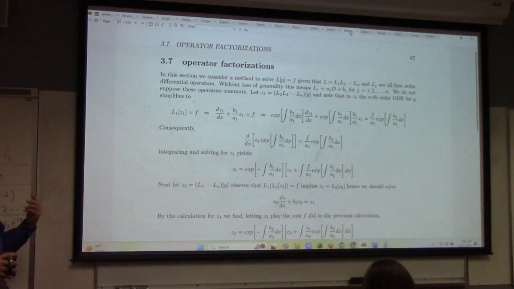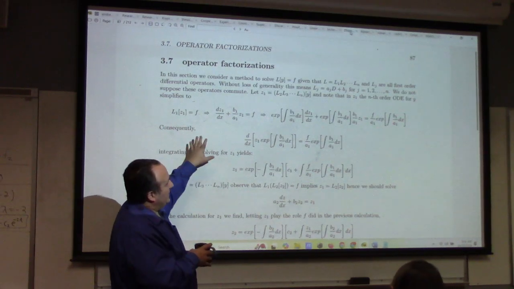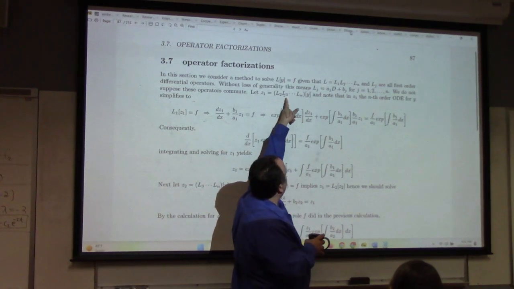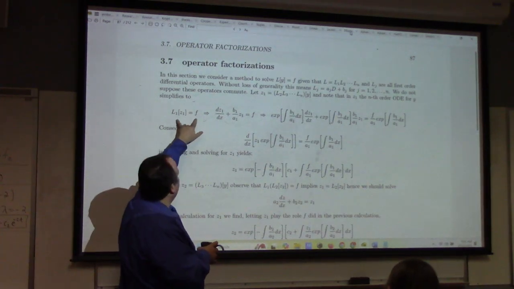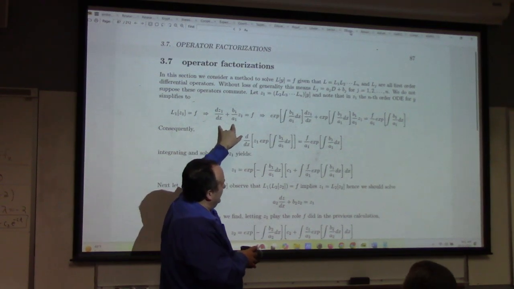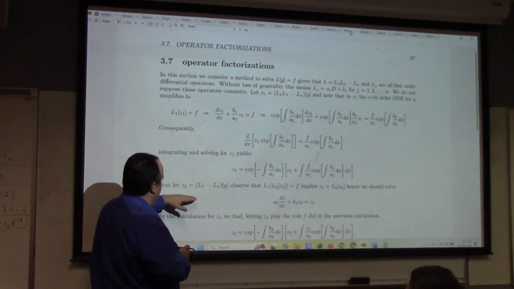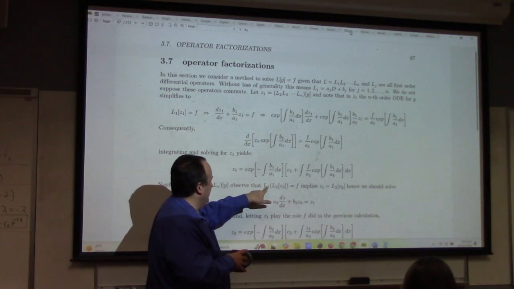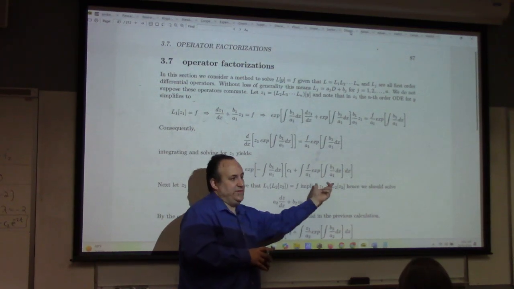Basically, if we assume that the differential operator is a product of operators, then you can make a substitution, like z1 is the product of everything except for the first one, and then you just end up with L1 z1 equal to f. Well, that is a first order equation, which you can integrate by the integrating factor technique, and you can get the solution like such. Then you can let z2 be these guys, and you get z1 equal to L2 z2, which again is a first order differential equation which you can solve.